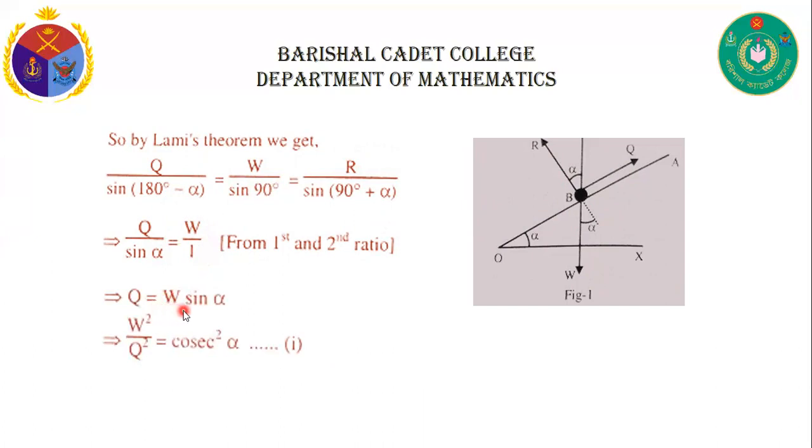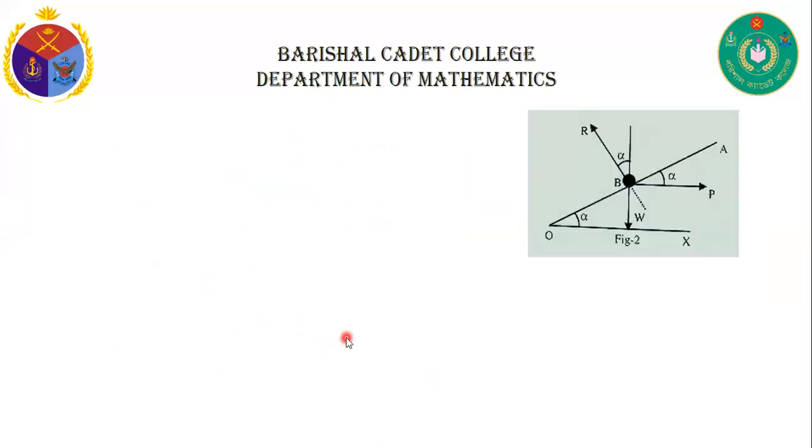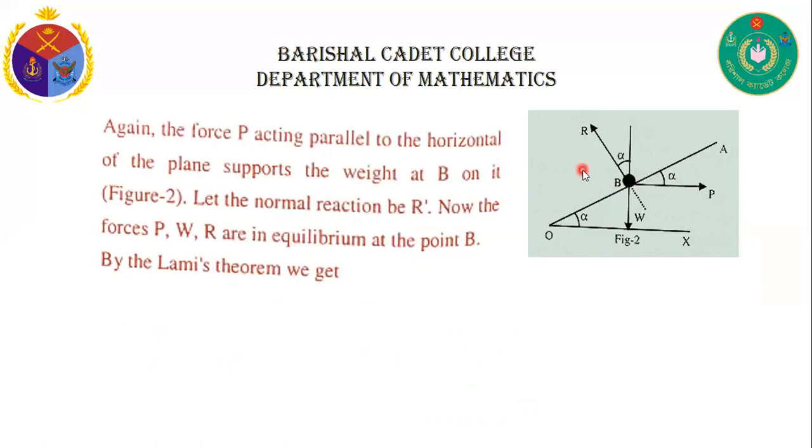So Q equal to W sine alpha, so W square by Q square equal to cosecant square alpha, that's 1. And now the second. Here we place the P force along the base or horizontal. Okay. So here it is also an inclined plane. Here is W and there the normal reaction R prime. So then at point B, there are three forces W, P, and R prime. These three forces also make an equilibrium.